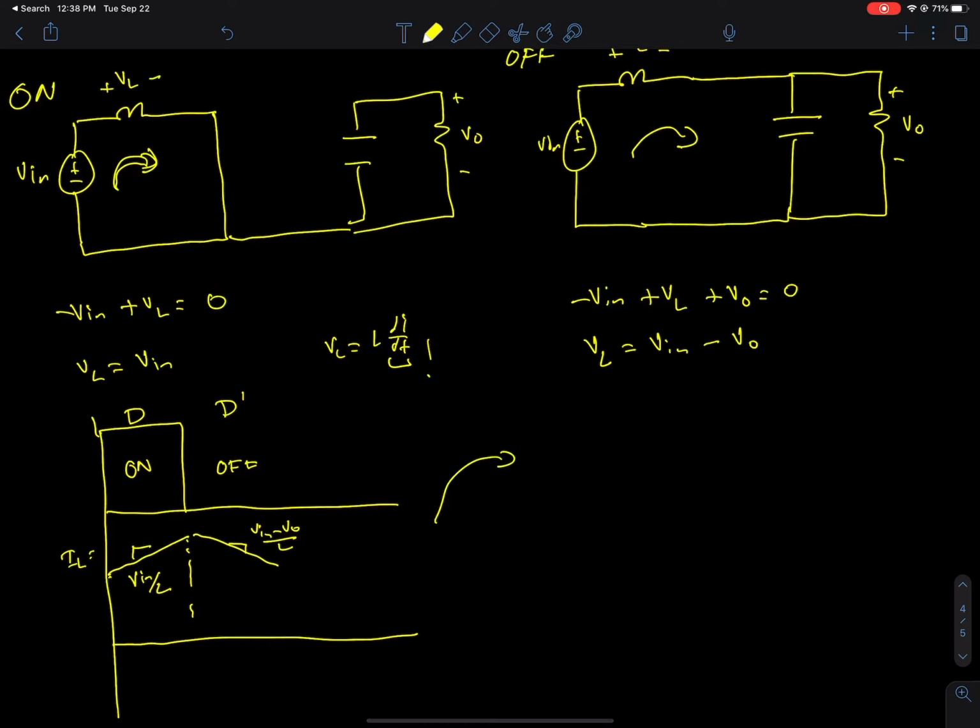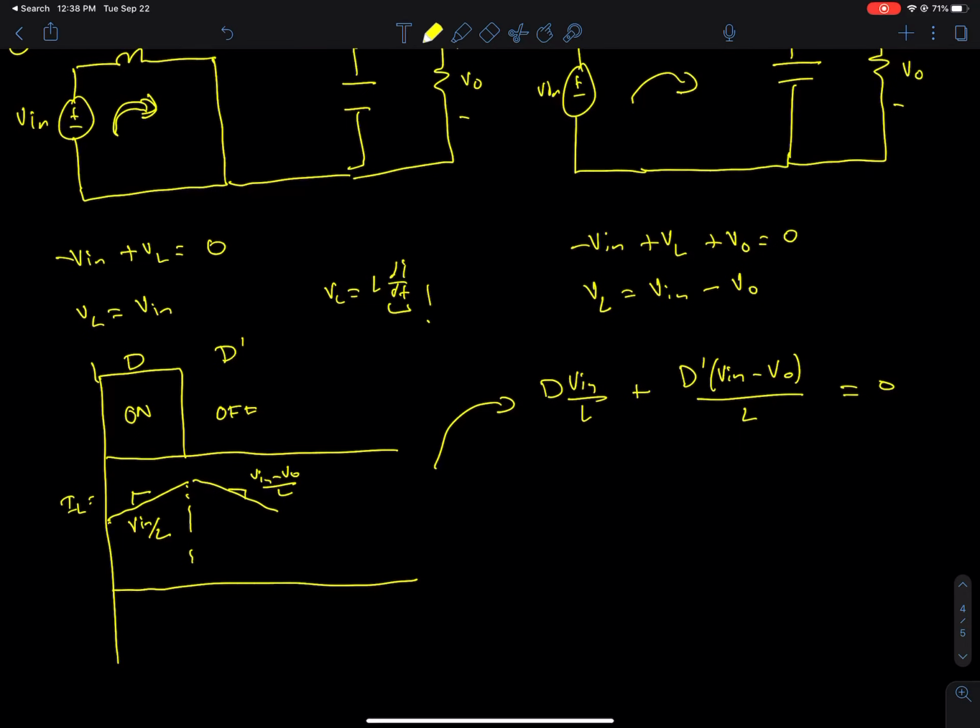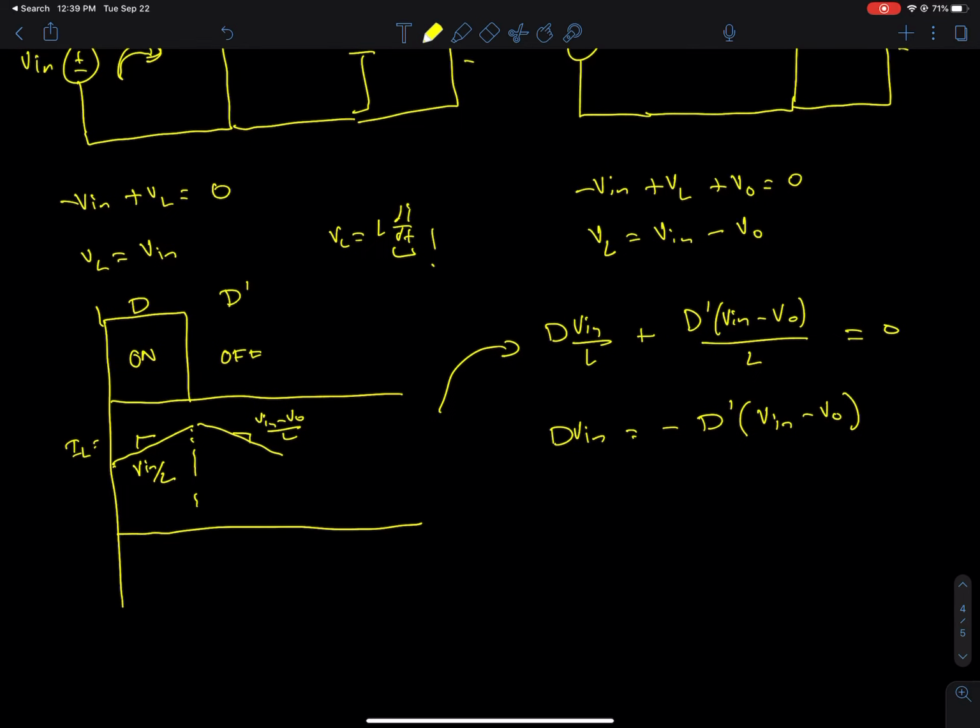So then if we put it into equation form, we have D times VN over L plus D prime times (VN minus V out) over L equals 0. We can take out the L's. We can move this over. Sorry, we don't need this part. Oops, it's becoming a mess here.